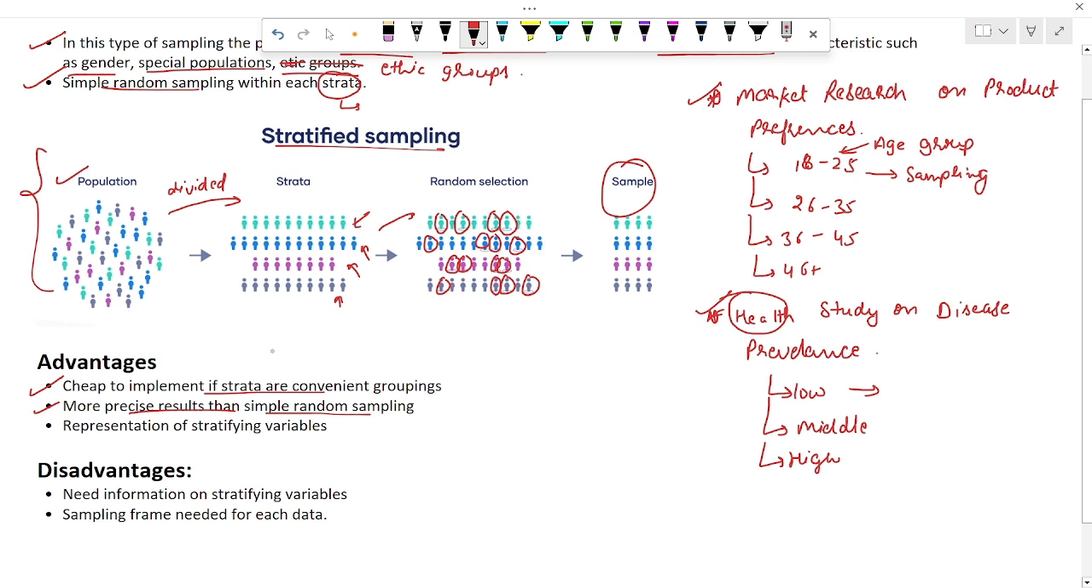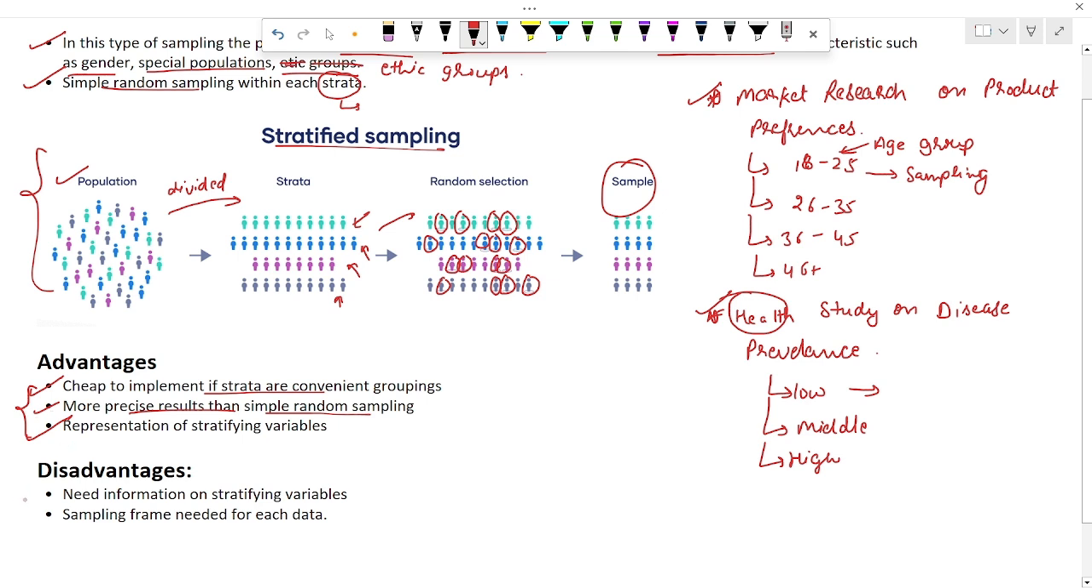In simple random sampling, we are just taking random samples from the population. In stratified random sampling, we first group the population on the basis of some common characteristic, then randomly select from each group and make the sample. So it gives more precise results than simple random sampling. Another advantage is representation of stratified variables. So these are the three advantages. I hope it is clear to you.